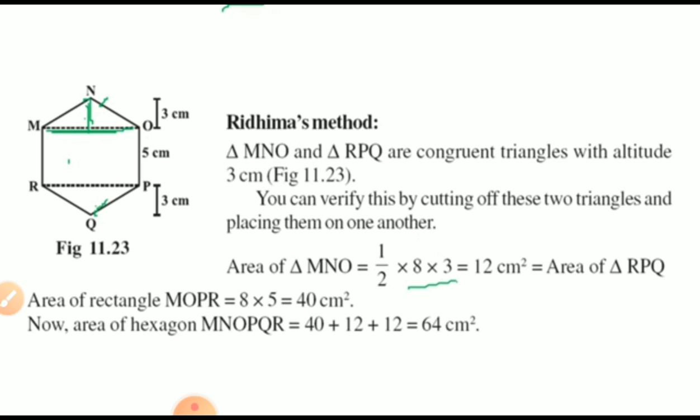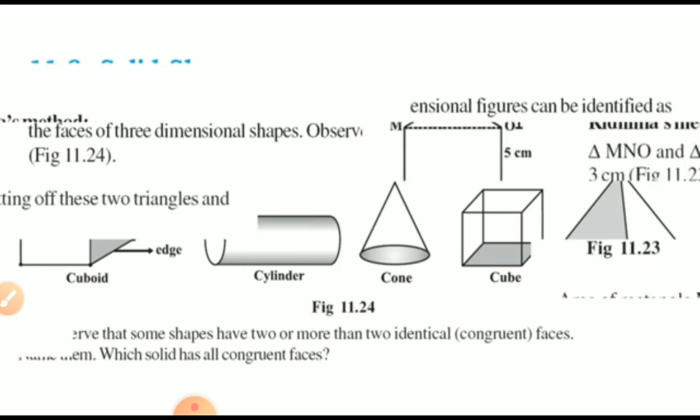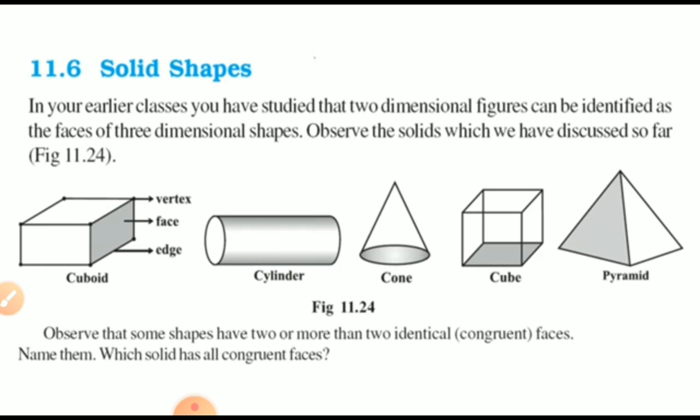Now what is left there? MORP or MOPR, a rectangle. And the rectangle's area is equal to 8 into 5, which gives 40 centimeter square. Now add them all: 12 plus 12 plus 40 will give you 64. Both answers, Ridhima's and Aman's, are correct.